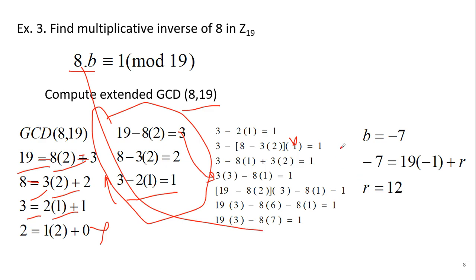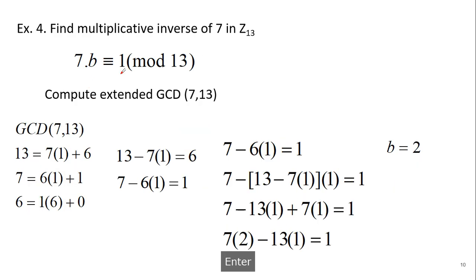So again we take minus 7 is equal to 19 into minus 1 plus r, which is equal to 12. And when we multiply 12 into 8 and divide this number by 19, we get the mod 1 as the answer.